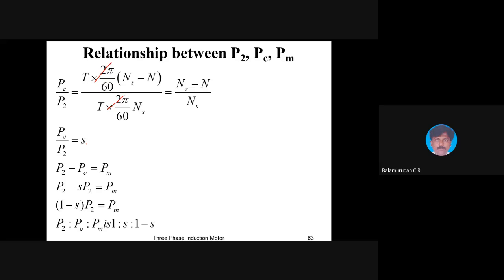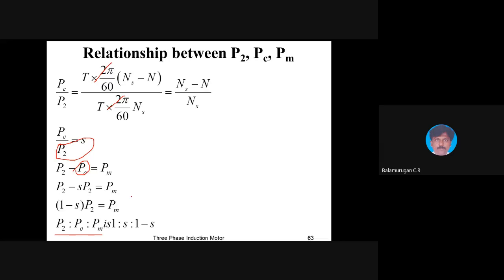And next, you can write the PM equation. PM equals rotor input minus rotor losses. Here you are going to substitute this value: in the place of PC, we substitute S into P2. And we can take the common term P2. Then you will have 1 minus S into P2 equal to PM.